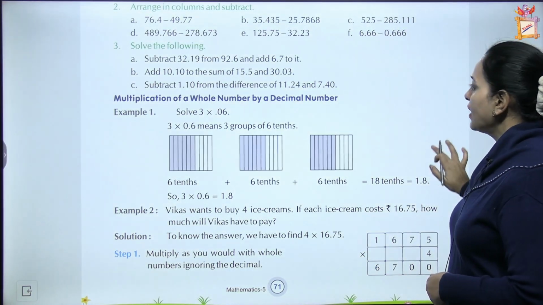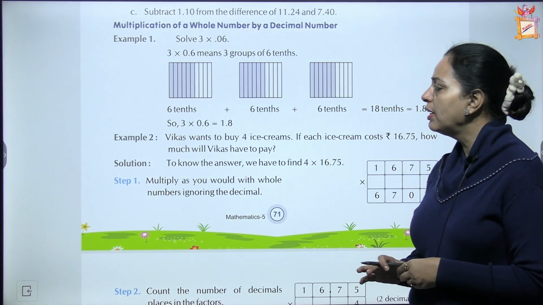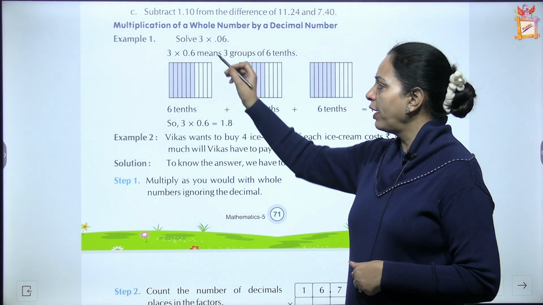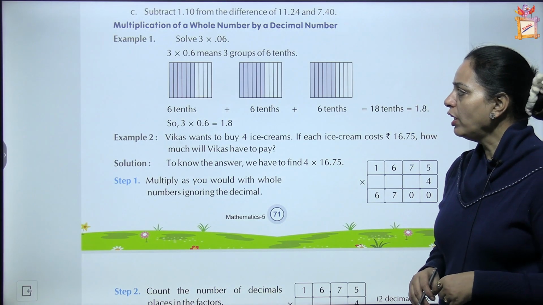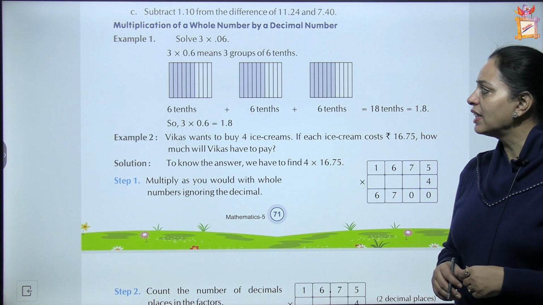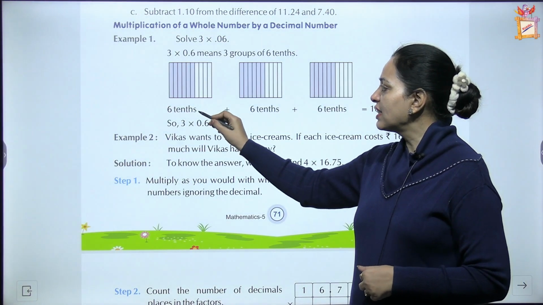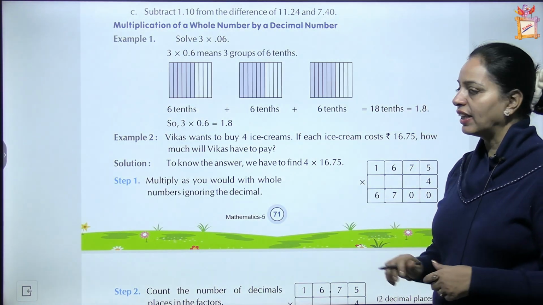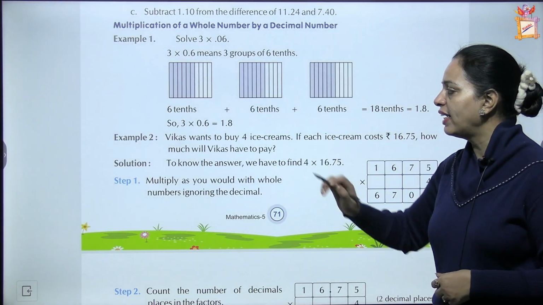Okay. Now the next is multiplication of a whole number by a decimal number. Simple. See example 1, multiply 3 and 0.6. So 3 into 0.6 means 3 groups of 6 tenths. So see, 6 tenths, 6 tenths, 6 tenths. Total is 18 tenths, means 1.8.